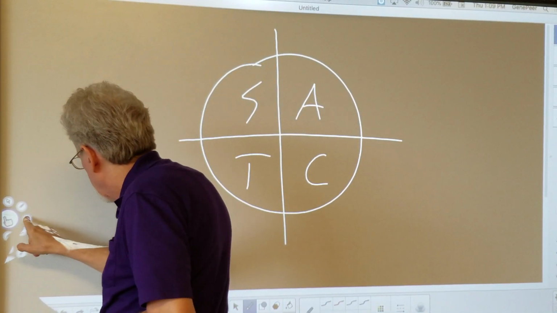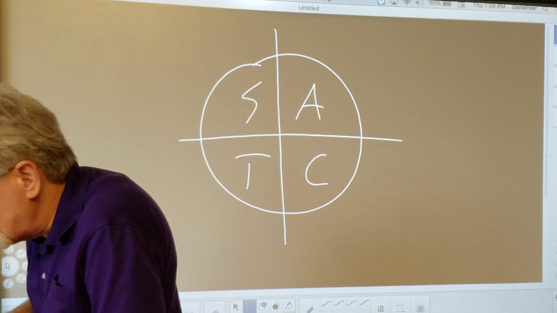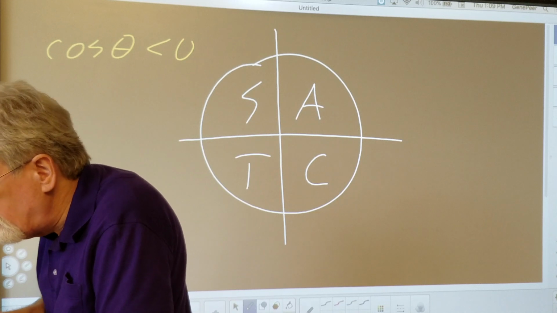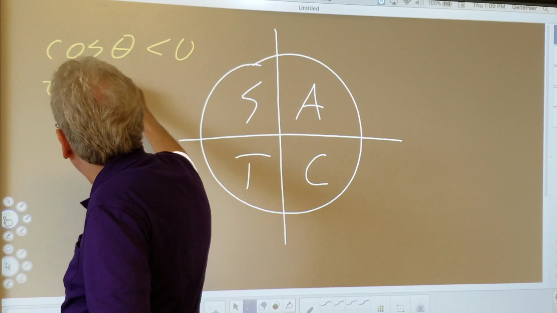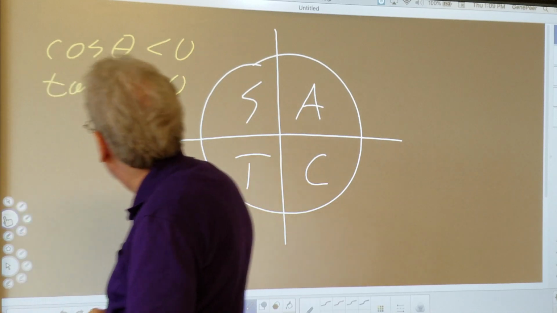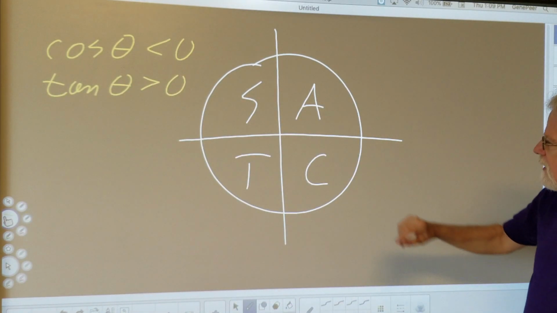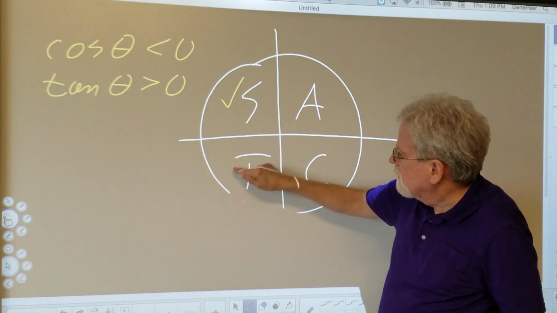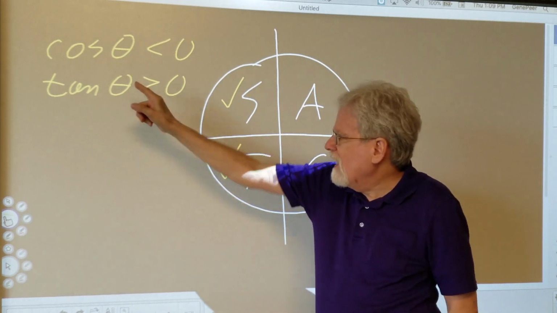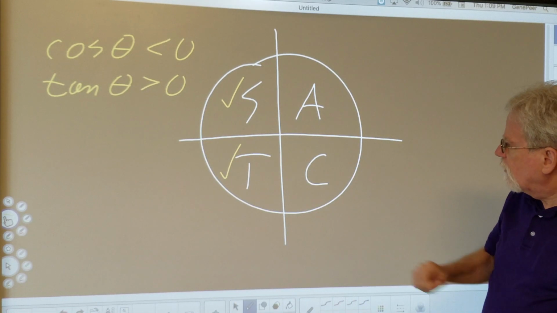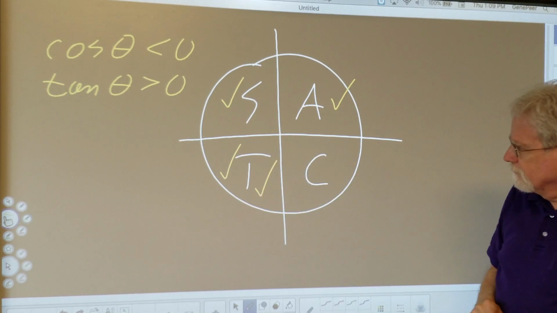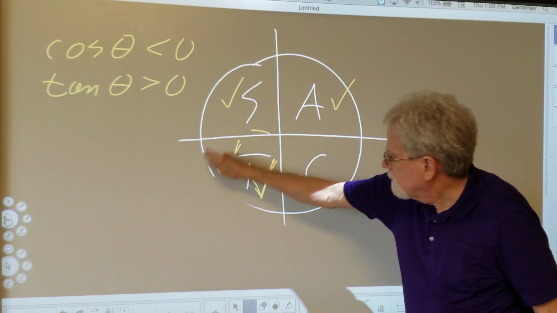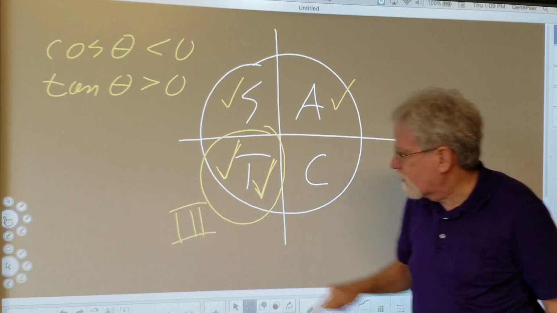Number 32, we are told that the cosine of my mystery angle is negative. We're told that the tangent of my mystery angle is positive. So where is cosine negative? Certainly not there and certainly not there. Cosine is negative here and here. But also tangent must be positive. Where is tangent positive? Here and here. Where is the only quadrant that satisfies both conditions? Right there. We're talking quadrant 3.